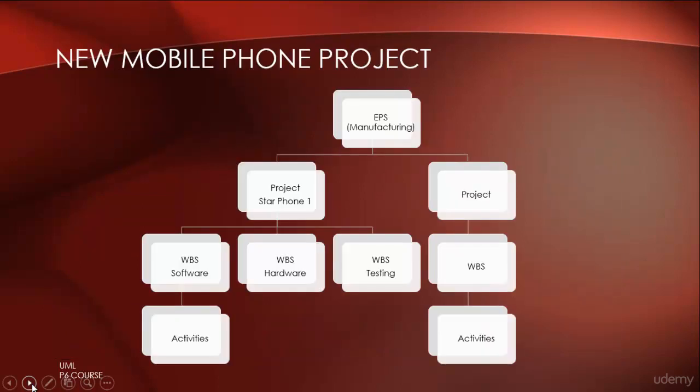Here you can see in this figure I have shown you how projects are structured in Primavera P6. Let's say we have an EPS manufacturing and under this EPS we have various projects. And say one project we have is the Star Phone 1. Under this project Star Phone 1 we have different WBS of software, hardware and testing, and under each WBS we will have different types of activities. So the activities will sum up to their parent WBS, the parent WBS will sum up to the higher WBS, and finally to the project level.